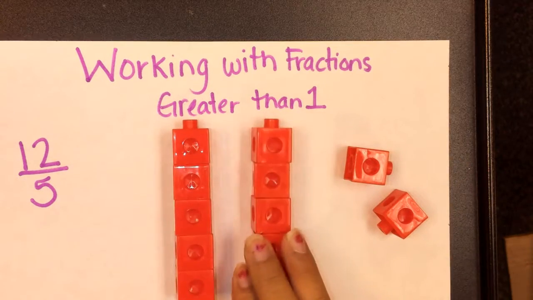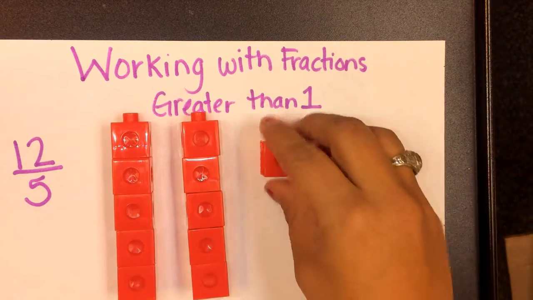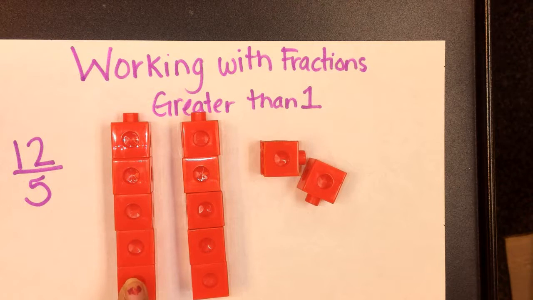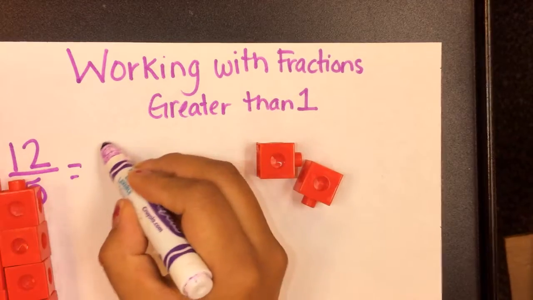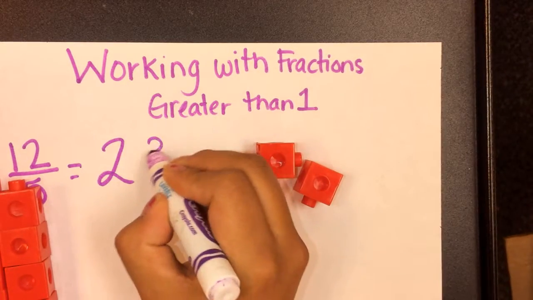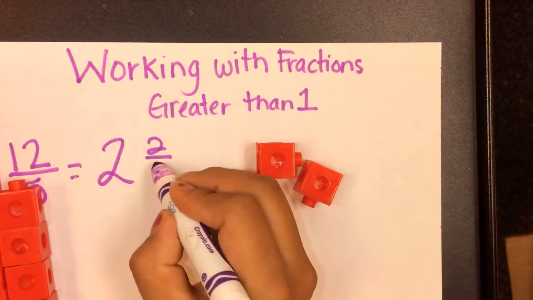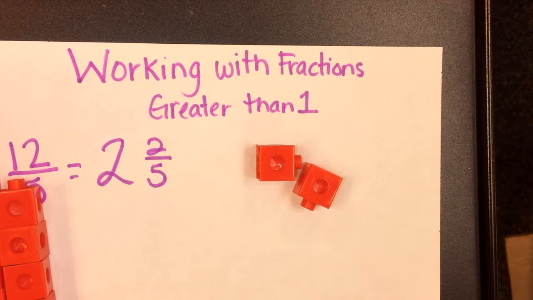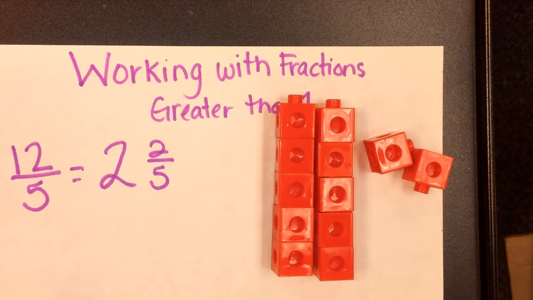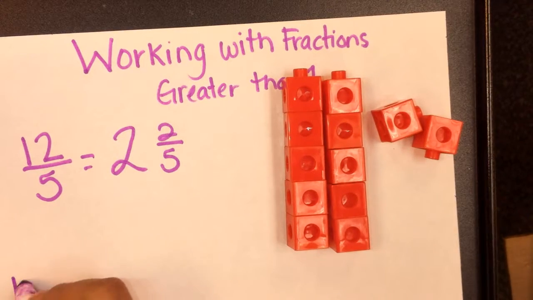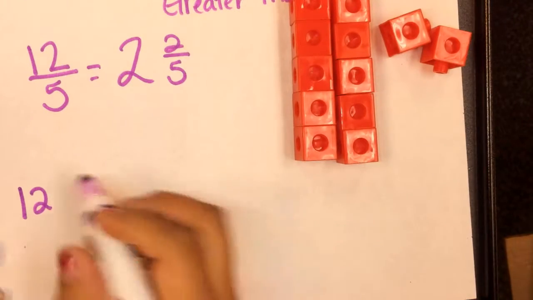So right now I have shown that 12/5 can equal 2 wholes and 2 out of 5 remaining, and that creates my new mixed number. Another way to simplify this is to use a picture. And I am going to be showing you 2 pictures to do that.